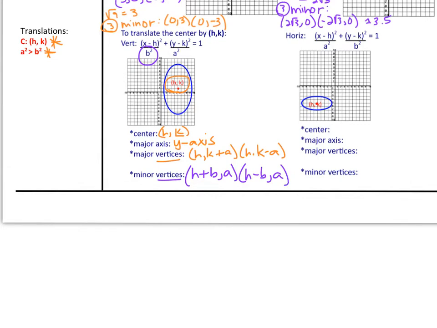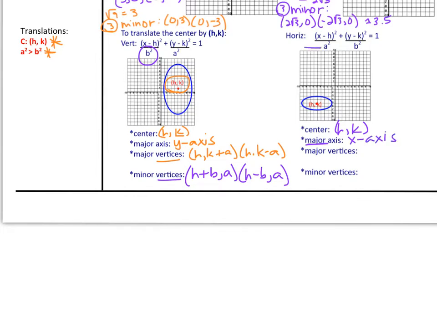And that's how you'll determine those 4 key vertices for your ellipse and sketch the curve with that translated center. Now, if we reverse that and make it horizontal, your center will be (h, k) still, but now the major axis is going to be the x-axis.